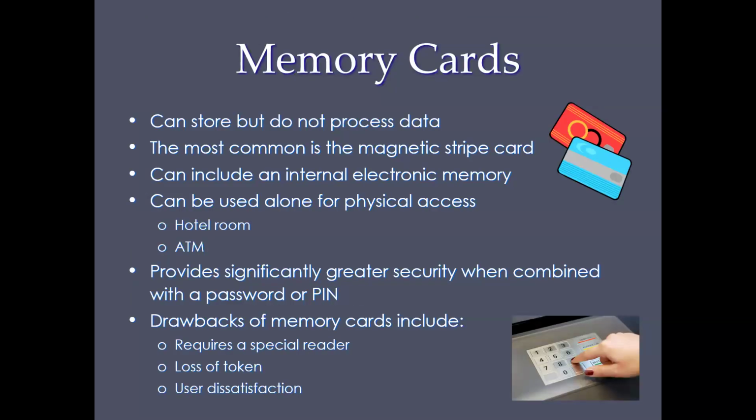So we talk about memory cards first. Those are cards that can store information but do not process data. The most common one is the magnetic stripe card, and that can also include something like an electronic memory. This could be used for hotels. When you go to a hotel like Hilton, they give you one of those cards that has a memory to access your room, and it is also used for an ATM.